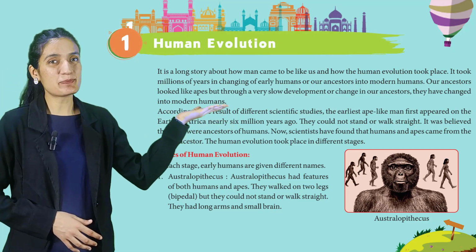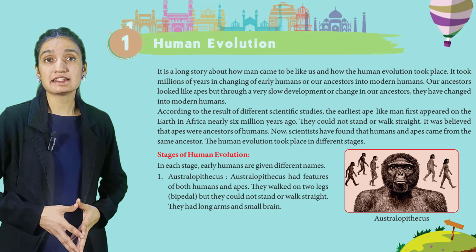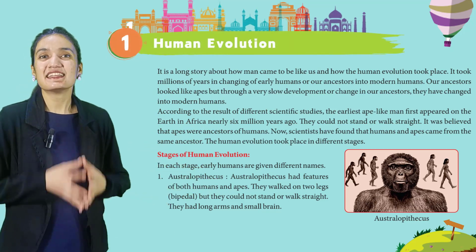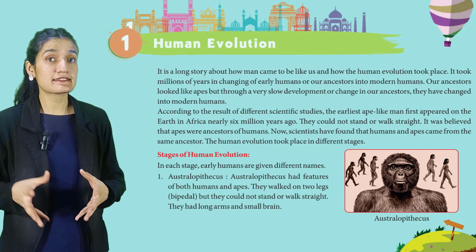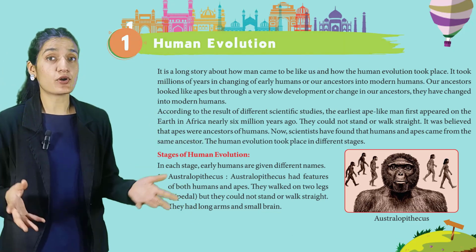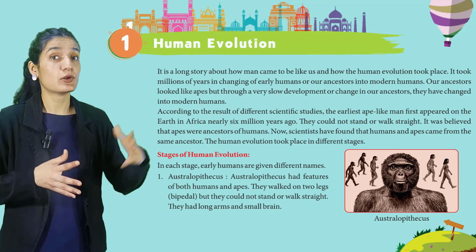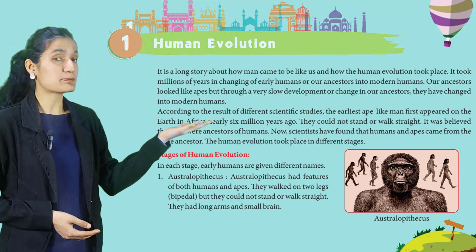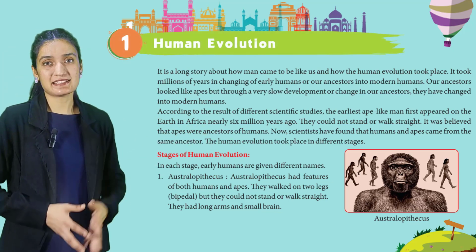First, Australopithecus. Australopithecus had features of both humans and apes. They walked on two legs, bipedal, but they could not stand or walk straight. They had long arms and small brain. Here you can see the picture of Australopithecus.